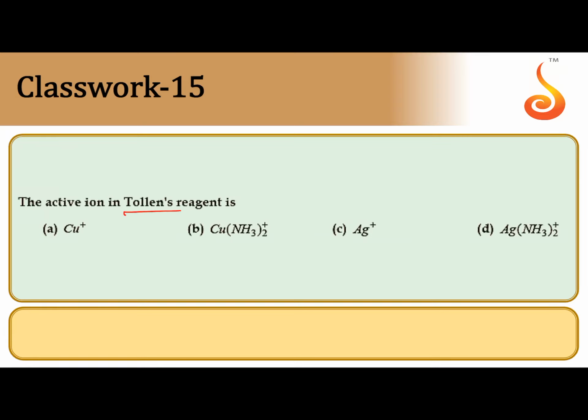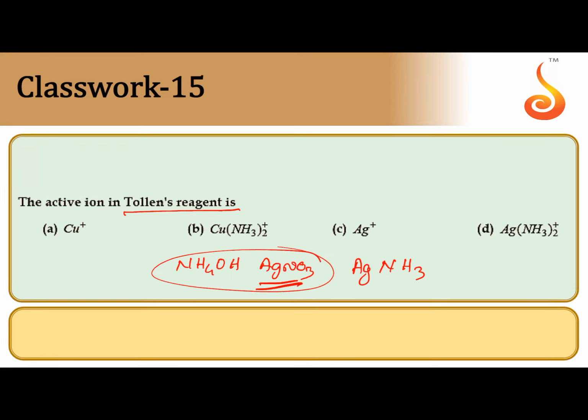The active ion in Tollens reagent. Tollens reagent is nothing but ammoniacal silver nitrate, ammonium hydroxide plus silver nitrate. So in the presence of ammonia ligands, Ag plus, which is present in silver nitrate, undergoes complex formation. So Ag plus forms two dative bonds with two ammonia ligands. That's why it exists in the form of the diamminesilver(I) ion, that is a complex. So this is the active form of Tollens reagent.